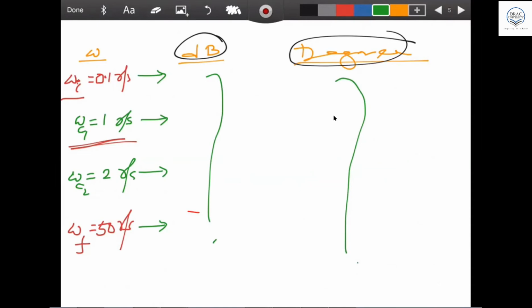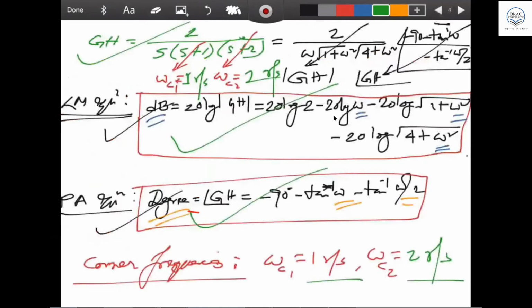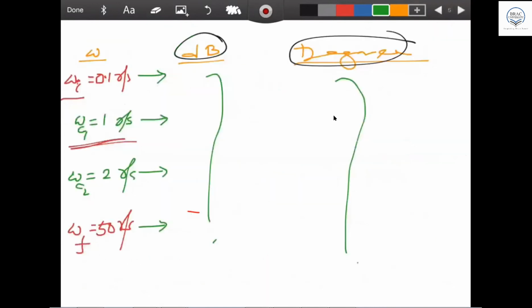Sir, can I see the equation again? Okay, I'm showing it again. Just get a snapshot. This is the equation. All of you can take the snapshot and then go. You have to consider only 4 frequencies, 0.1, 1, 2, and 50, and do these 4 calculations.